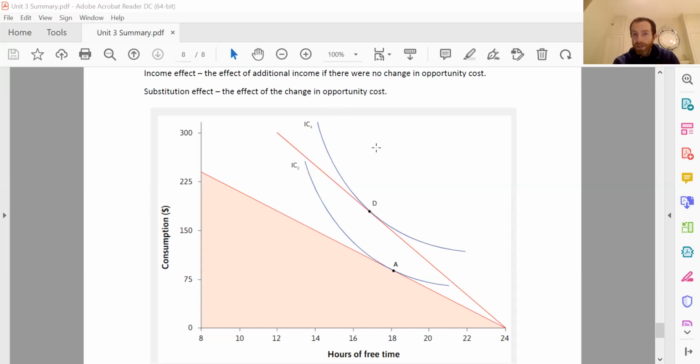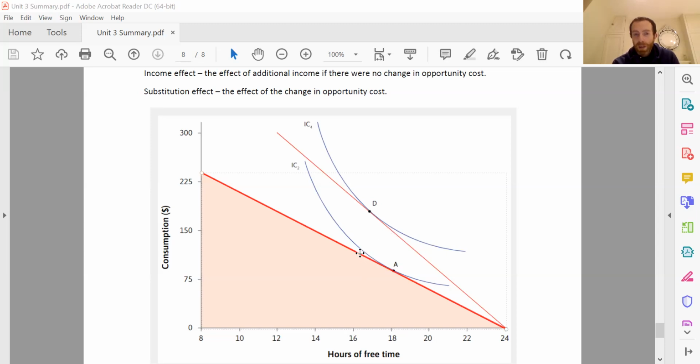So how do we disentangle the two? Well, we can think about it graphically. I'm going to start off by drawing a red line exactly the same as this one. To get the income effect, we want to think there's no change to the opportunity cost, meaning no change to wage, no change to prices, but all we want to do is figure out what this person would do if we gave them enough income to get to the higher utility level.